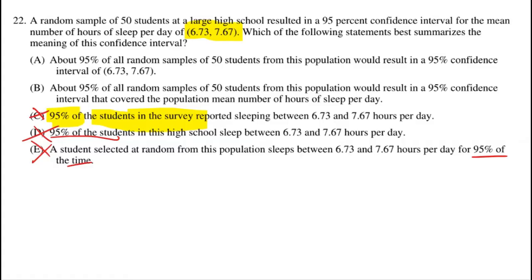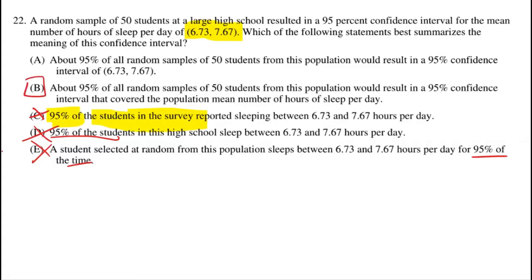Now, other samples would create other intervals. Every sample is going to create its own interval. And we know that 95% of all possible intervals out there from all possible samples out there are going to contain the true population mean number of hours of sleep per day. So if I look at choice B, that's exactly what B says.